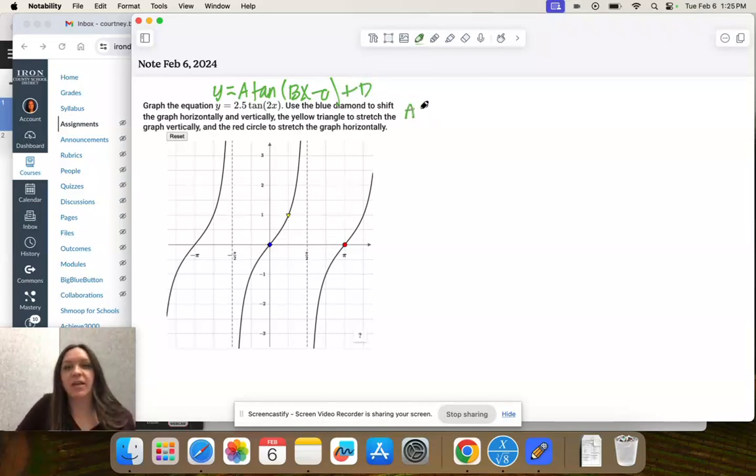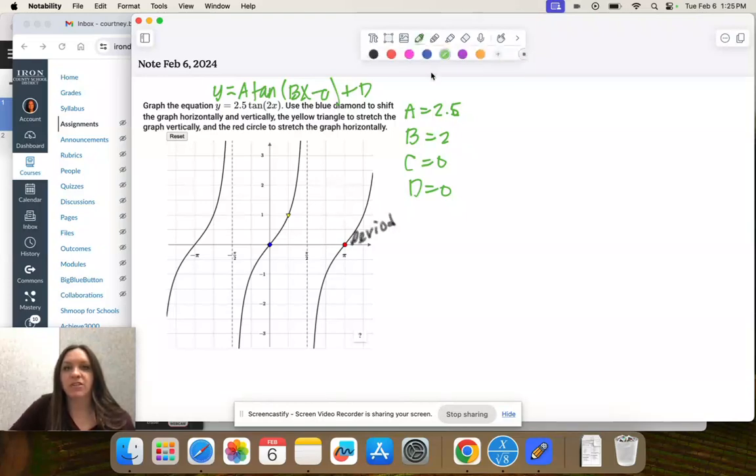So a is 2.5, b is 2, c is 0, and d is 0, because it's just 2x and there's nothing out front. So when I go through everything, I'm going to start with my period. That's my red dot.